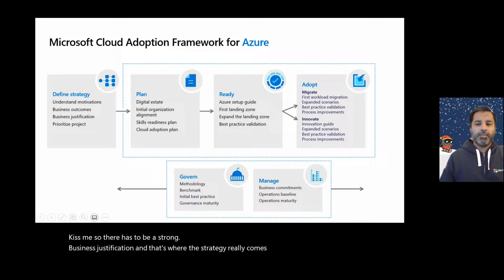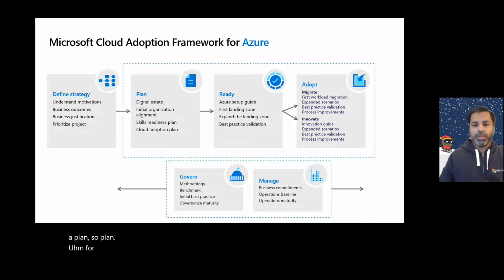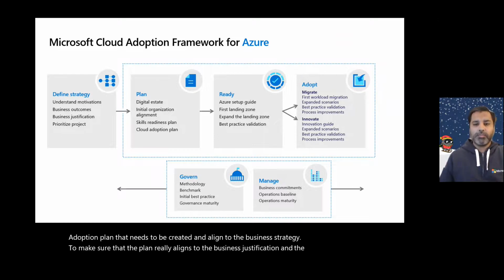Secondly, you need to have a plan for how you are going to be moving to the cloud. So there has to be an actionable adoption plan that is created and aligned to the business strategy, to make sure that the plan really aligns to the business justification and the outcomes.